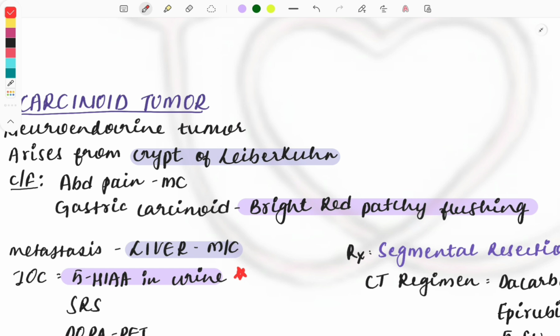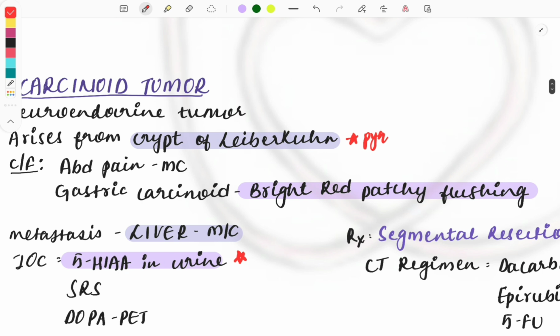So carcinoid tumor is a neuroendocrine tumor, and it arises from the crypt of Lieberkühn. So this is a PYQ. It was asked that they described the features of the carcinoid tumor, and they asked about the location or where it arises from. So it is the crypt of Lieberkühn.